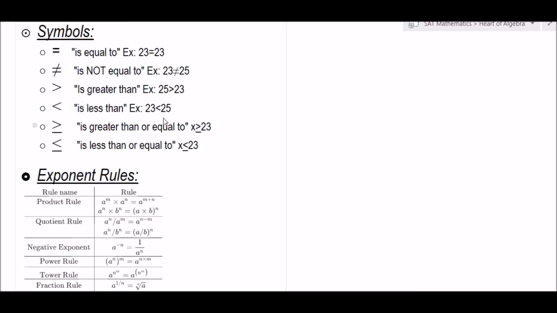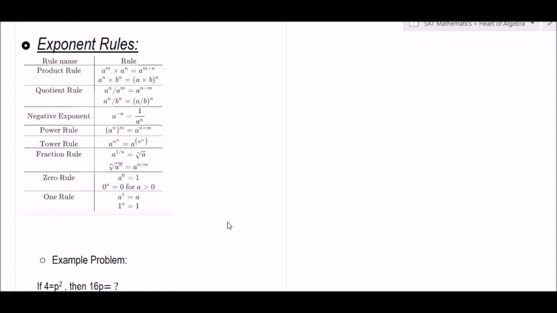The next symbol represents is greater than or equal to, and an example is x is greater than or equal to 23, so that means x must be 23 or greater than 23, so it's 23, 24, 25, and so on. The next symbol is less than or equal to, and an example is x is less than or equal to 23, and that means x must be 23 or less than 23, so 23, 22, 21, and so on. Okay, next we'll talk about exponent rules.